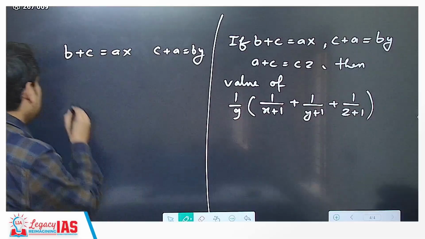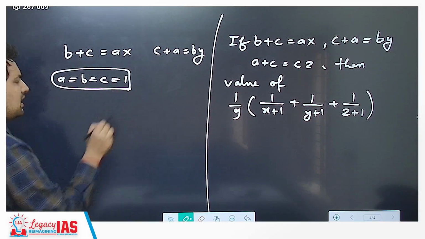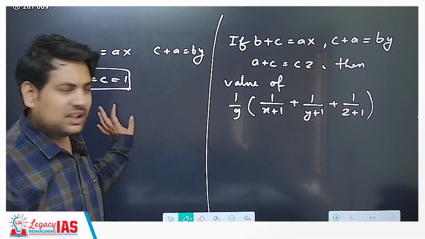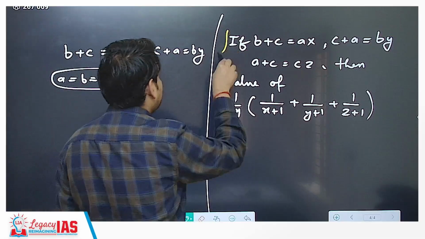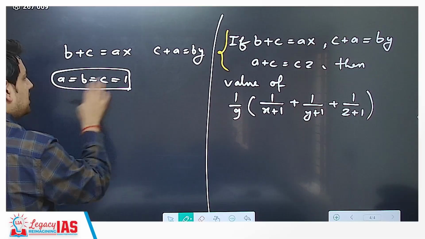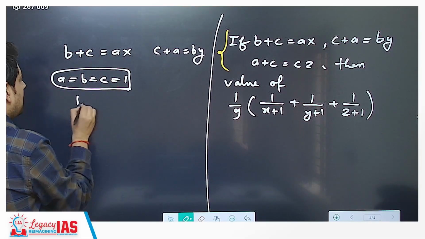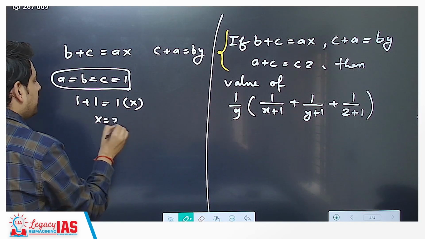a, b, c to be 1. So if I take a, b, c equal to 1, is that a possibility? Is it satisfying all the given conditions? So now I put a, b, c all equal to 1. So this becomes 1 plus 1 is equal to 1 into x. So x came out to be 2.